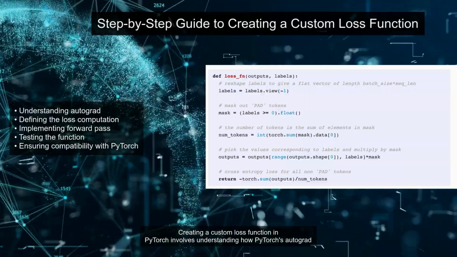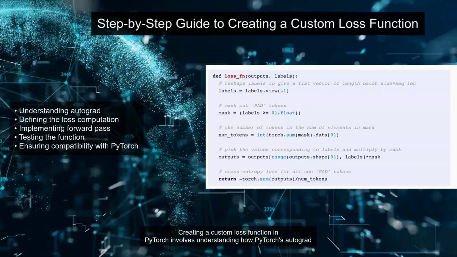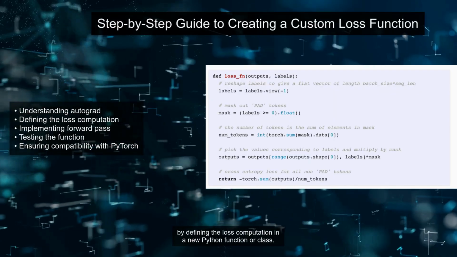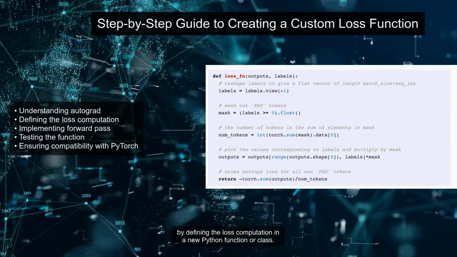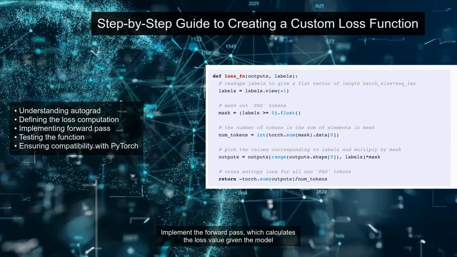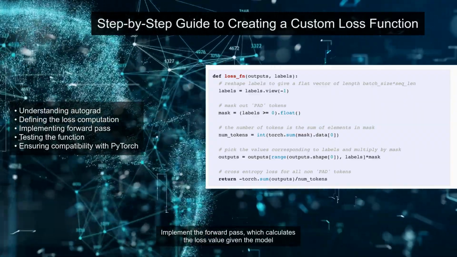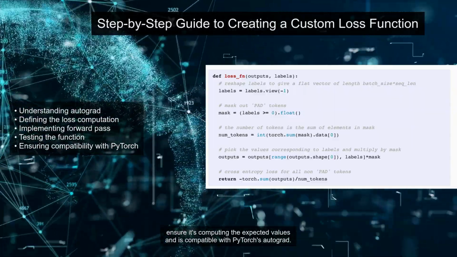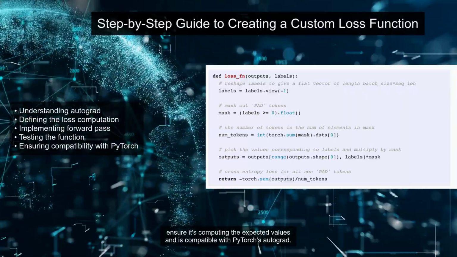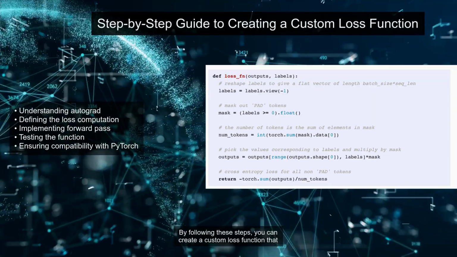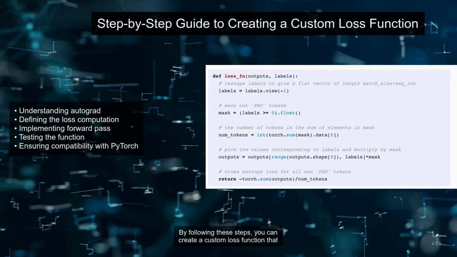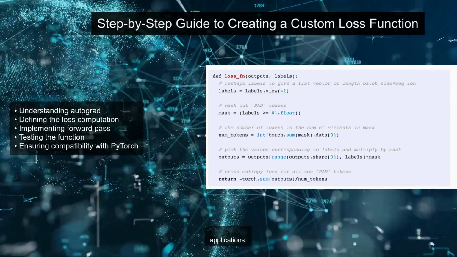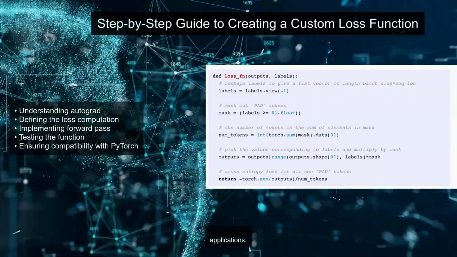Creating a custom loss function in PyTorch involves understanding how PyTorch's autograd system works, as this will automatically compute the gradients during backpropagation. Start by defining the loss computation in a new Python function or class. Implement the forward pass, which calculates the loss value given the model predictions and targets. It's crucial to test the loss function extensively to ensure it's computing the expected values and is compatible with PyTorch's autograd. By following these steps, you can create a custom loss function that integrates seamlessly with your training loop, providing the flexibility needed for specialized applications.